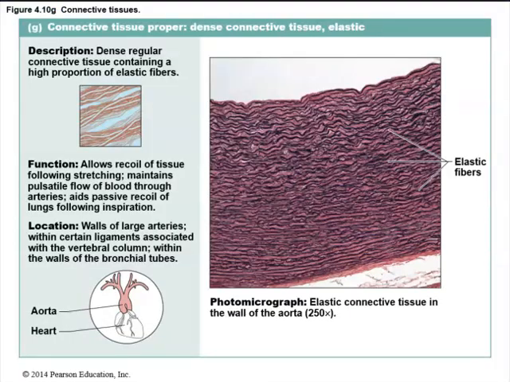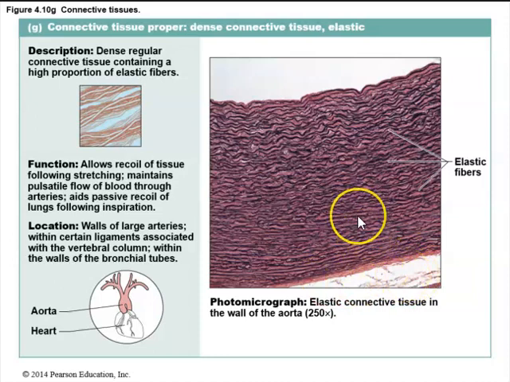So here we see a slide of elastic connective tissue in the wall of the aorta, and we can see these darkly stained fibers within the walls of the aorta. When we learn about blood vessels, you'll learn about the different layers within the blood vessels. So we have the innermost layer being the tunica intima, which is usually a very thin layer, and then we have this large muscular middle layer, which is the tunica media, and then we'll have an outer tunica externa or tunica adventitia.